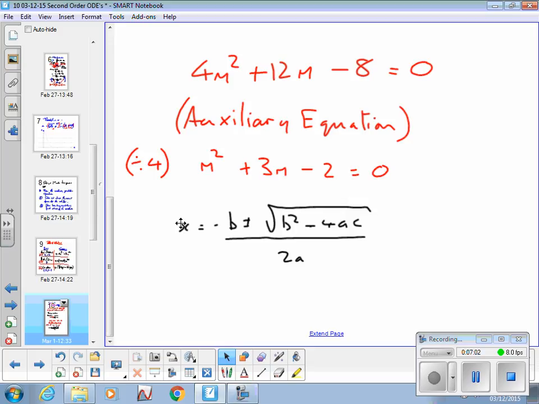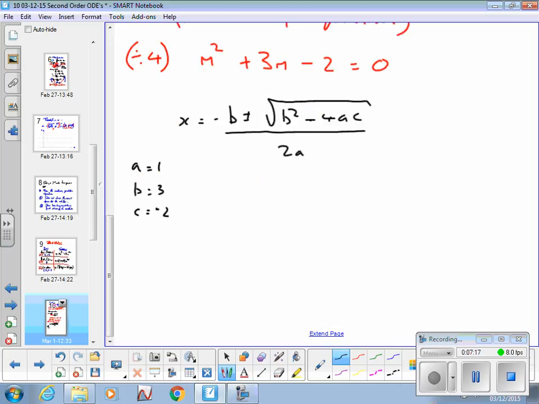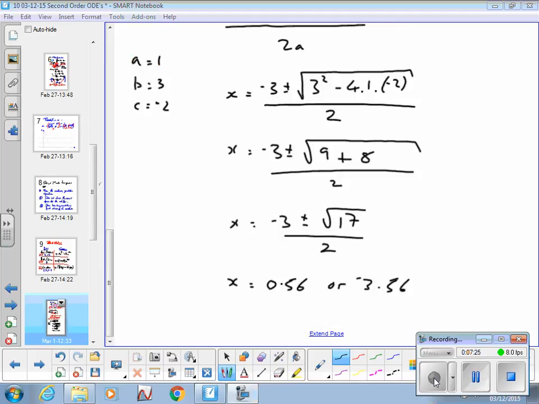So then we plug in our values. a equals 1, the number in front of m squared is just 1. b equals 3, and c equals minus 2. So we put those values in and work out what x is. If I just pause this, you can have a go at it. So using the quadratic formula we get this. Try to do this in one hit on the calculator, and then just change the plus to a minus.